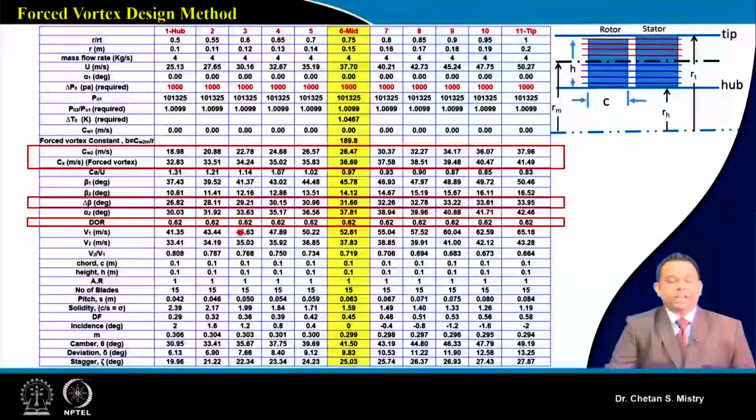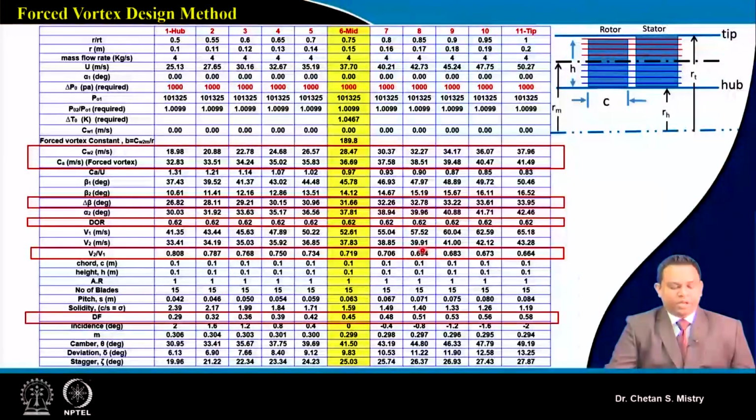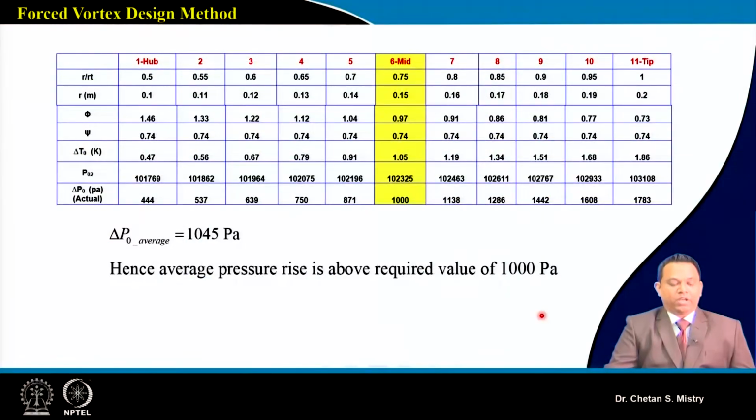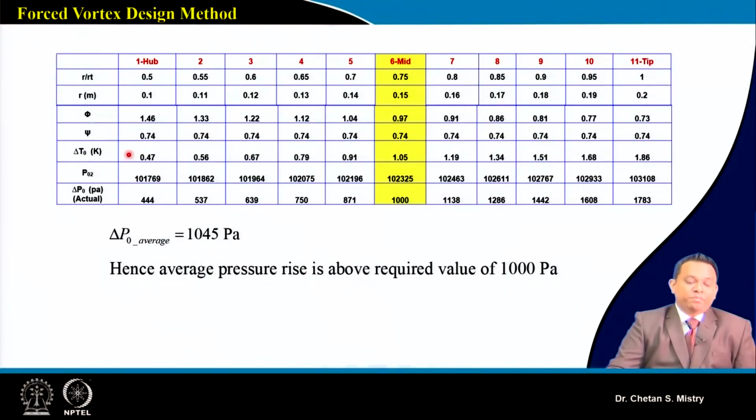Now you can see my degree of reaction is coming 0.62. Our relative velocity ratio is coming slightly lower near the tip region, and my diffusion factor is 0.29, while my diffusion factor at the tip is slightly on the higher side, so it is more of a tip-loaded configuration. Now this is very important.